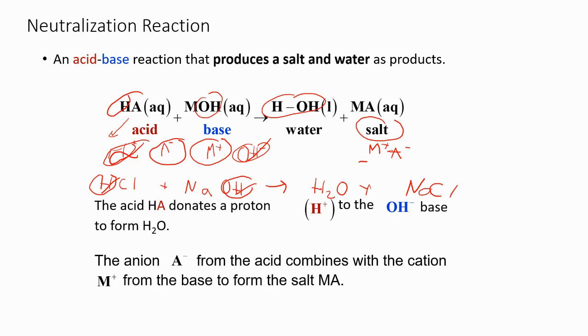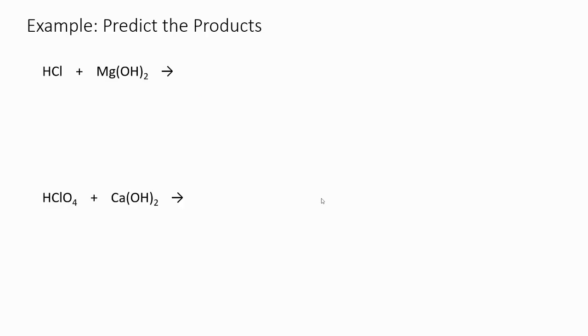The other thing that we need to do is check the charges. Sodium has a +1 charge. Chlorine has a negative charge, so we just need one of each. So this is a balanced formula. And then we do need to go back and balance the chemical reaction. So we have one sodium, one chlorine, 2 hydrogens, 1 oxygen, 1 oxygen. So it's balanced.